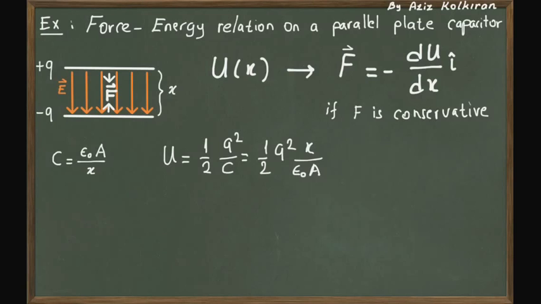So the next step is we apply this principle that the force may be expressed in terms of the derivative of the potential energy, and then you can easily find, if you take the derivative of U with respect to x, the distance between the plates, that the force is equal to minus Q squared divided by 2 epsilon 0 A. The next question is, how can we express this force in terms of the charge and the electric field between the plates?